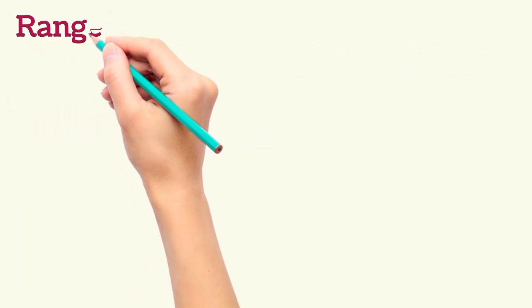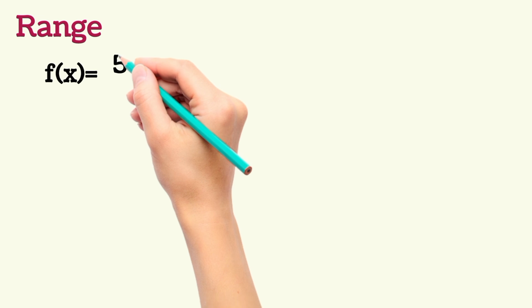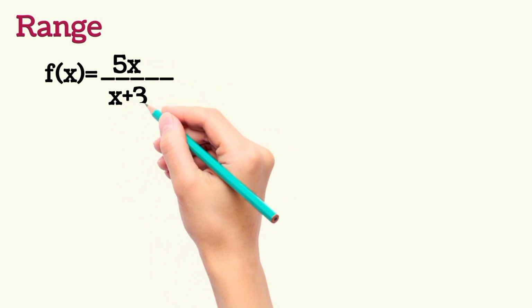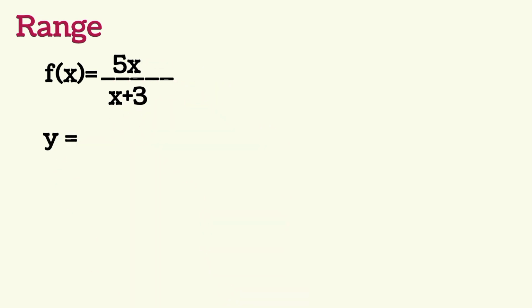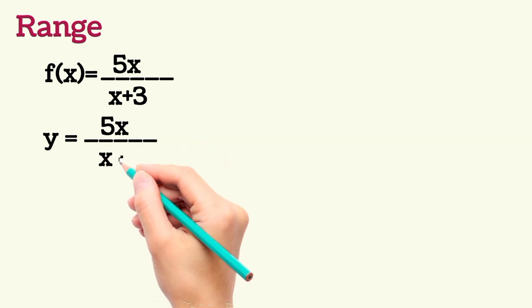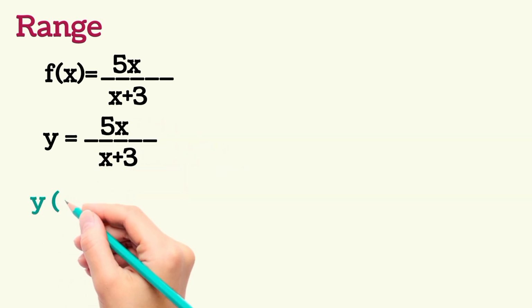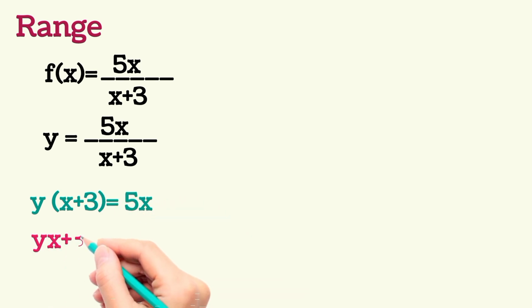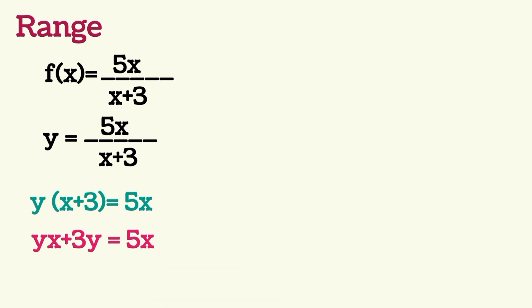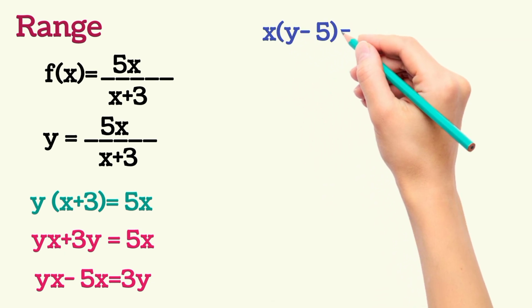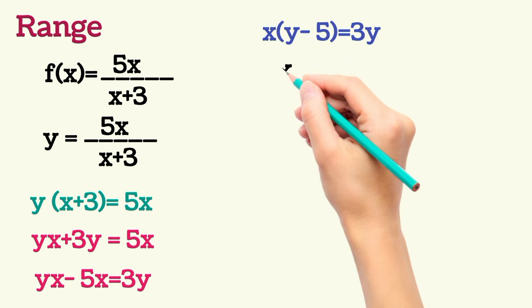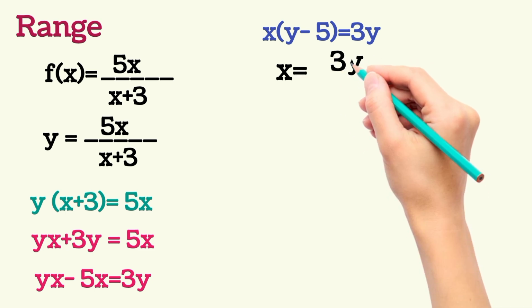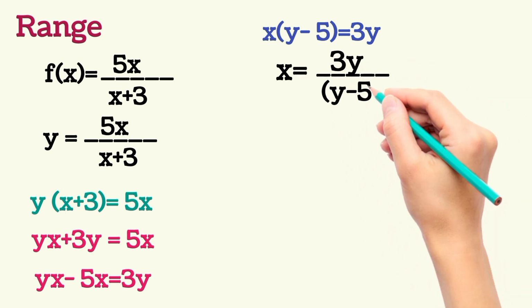Now for the range, we will replace f(x) with y. This was the function. So on substituting f(x) as y, we will get y = 5x divided by (x + 3), or y(x + 3) = 5x, which will give yx + 3y = 5x, or yx - 5x = -3y... or x(y - 5) = 3y, or x = 3y divided by (y - 5).